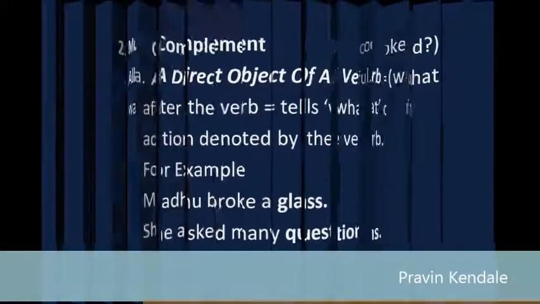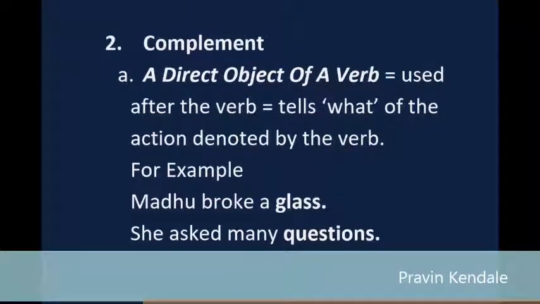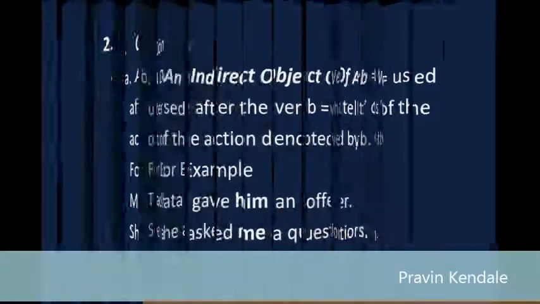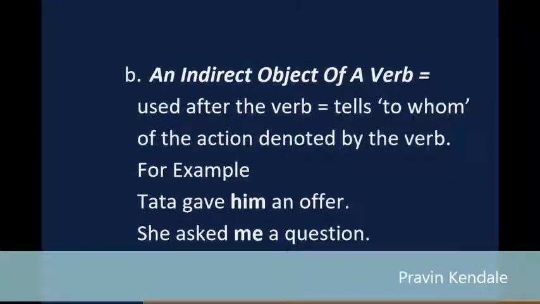Two, complement. A, a direct object of a verb: used after the verb, tells what of the action denoted by the verb. For example, Madhu broke a glass. She asked many questions. B, an indirect object of a verb: used after the verb, tells to whom of the action denoted by the verb. For example, Tata gave him an offer. She asked me a question.